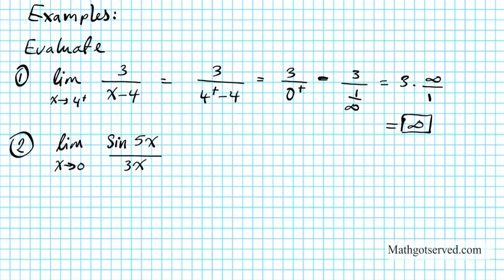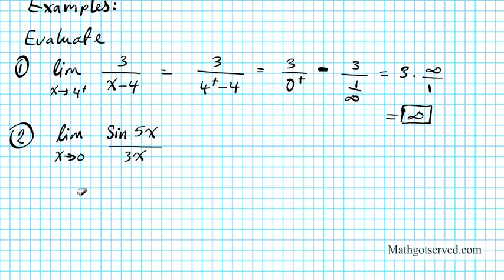So I'm going to use the constant rule for limits to do the following computation. I'm going to write this as the limit as x approaches 0 of 1 over 3 times sine 5x over x. Now the constant rule allows me to factor the constant out of the limit because it's independent of the direction of x.